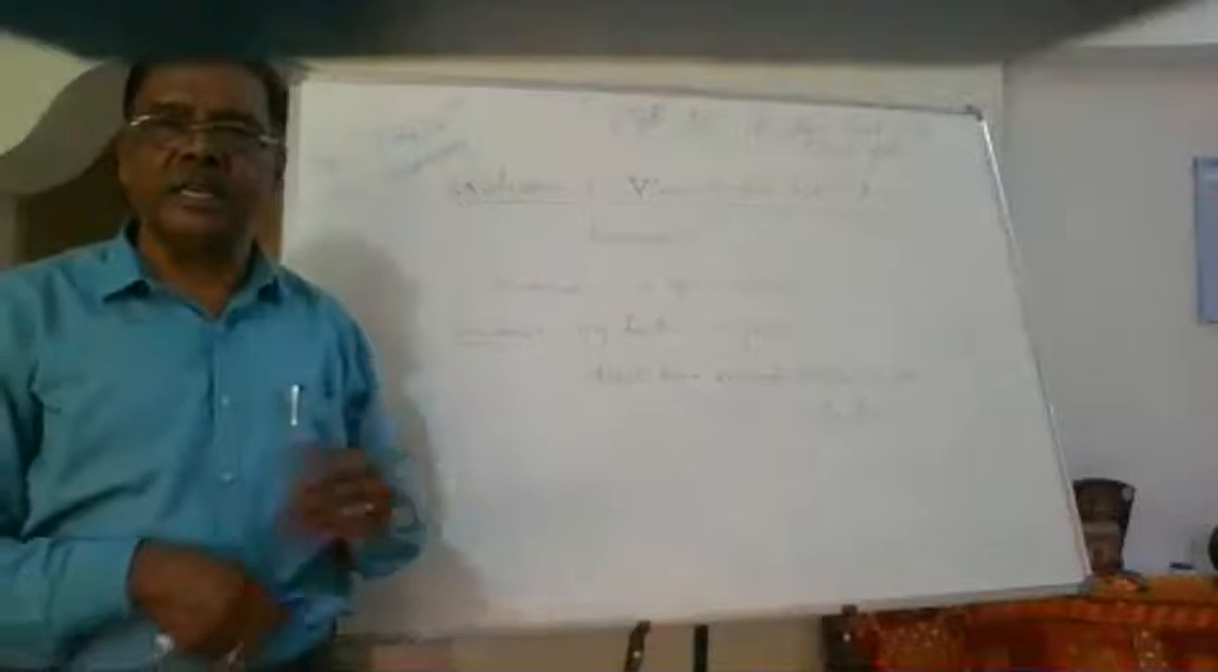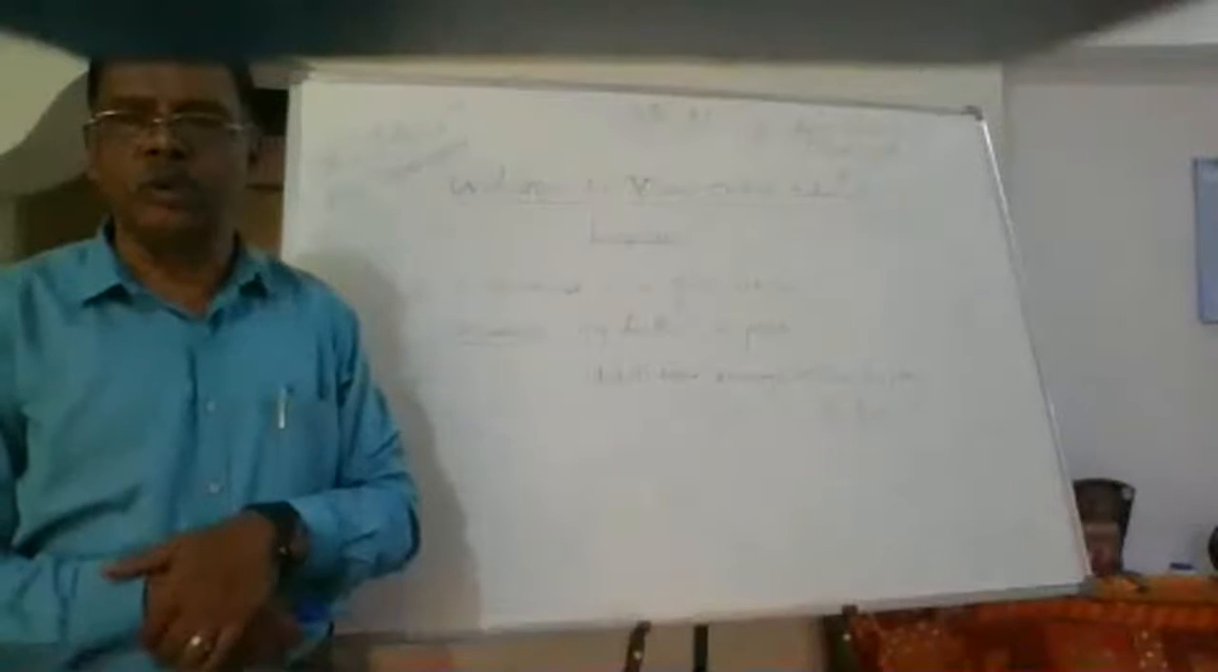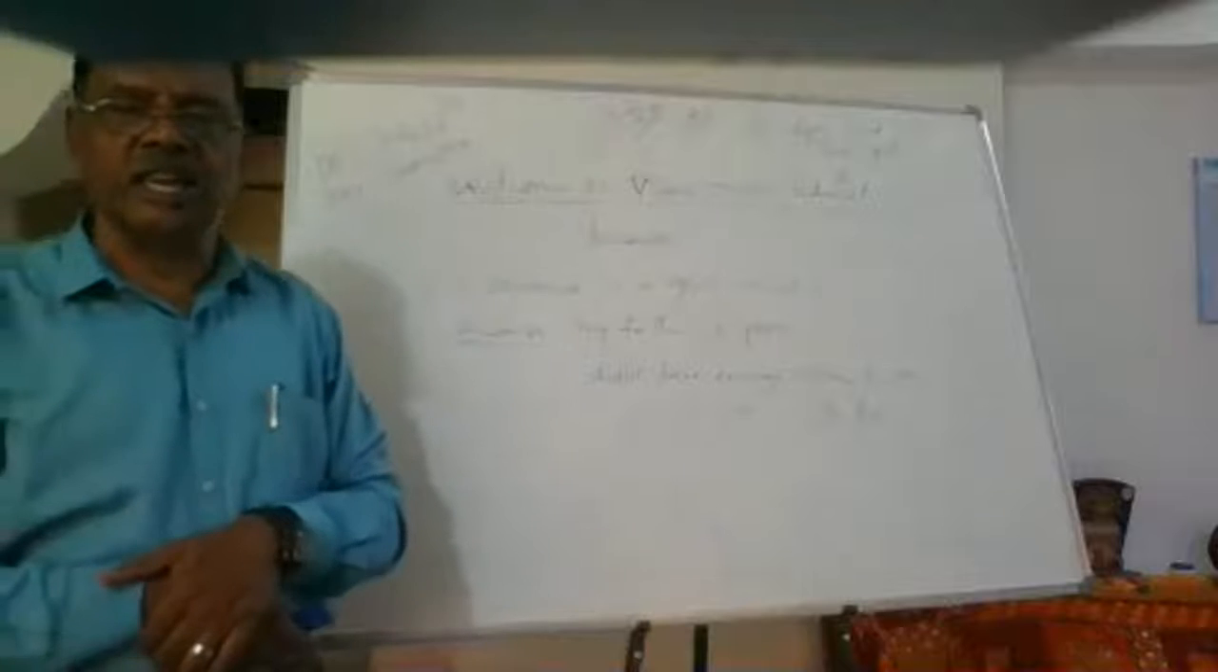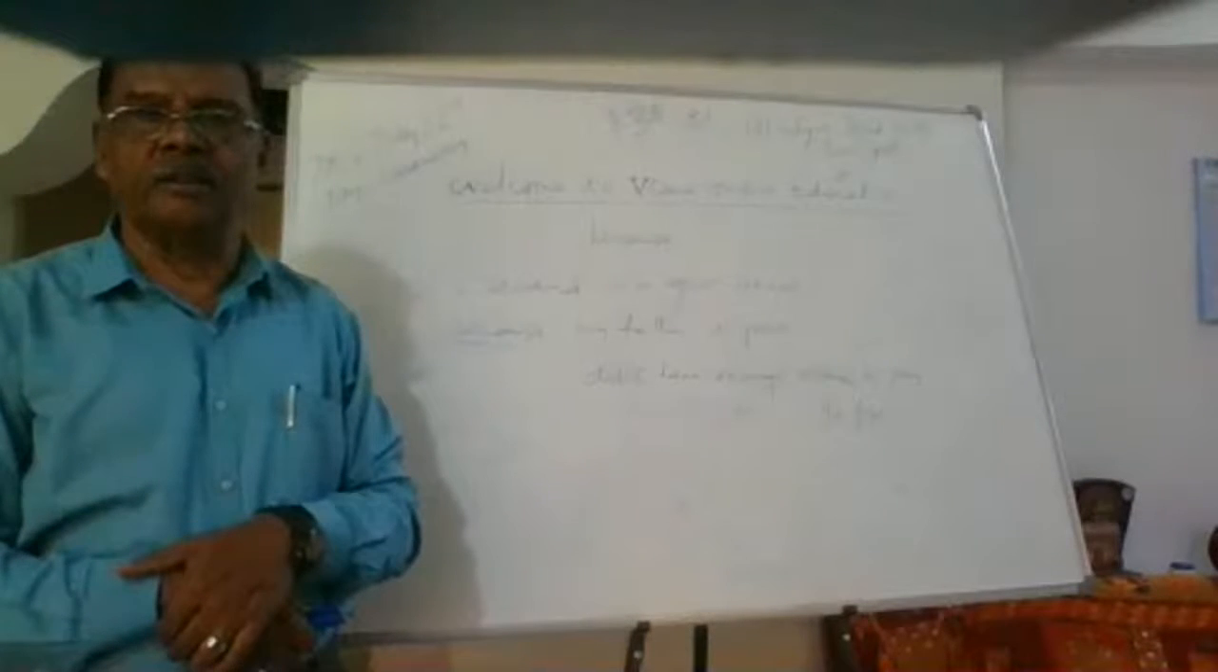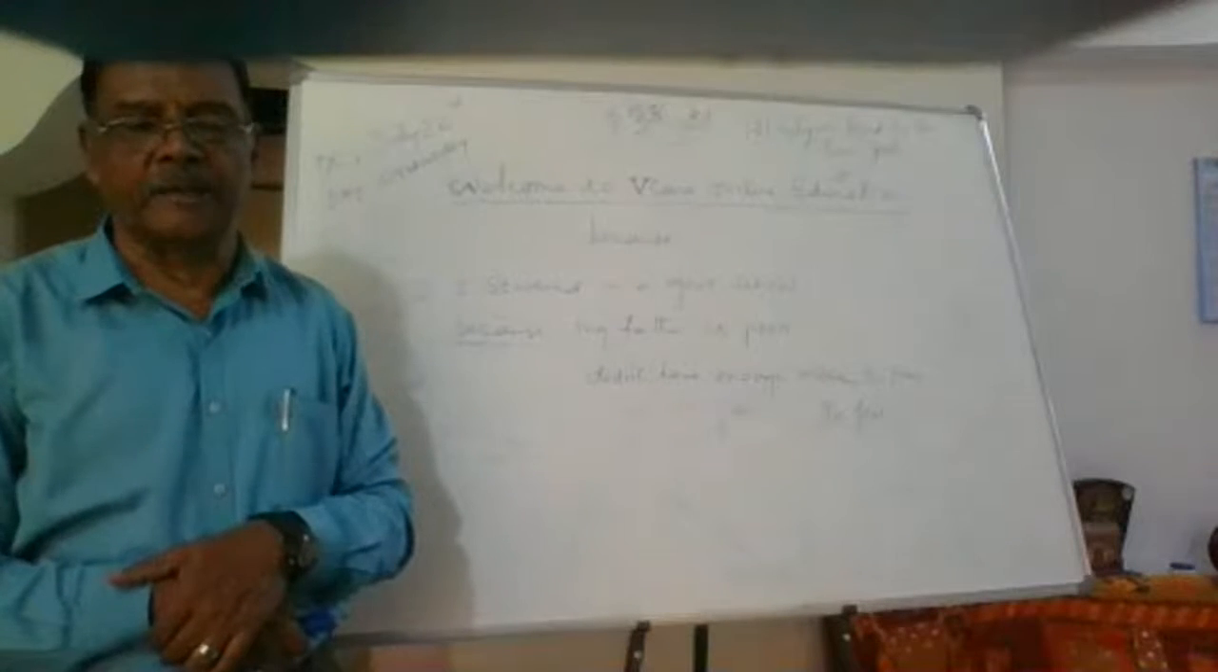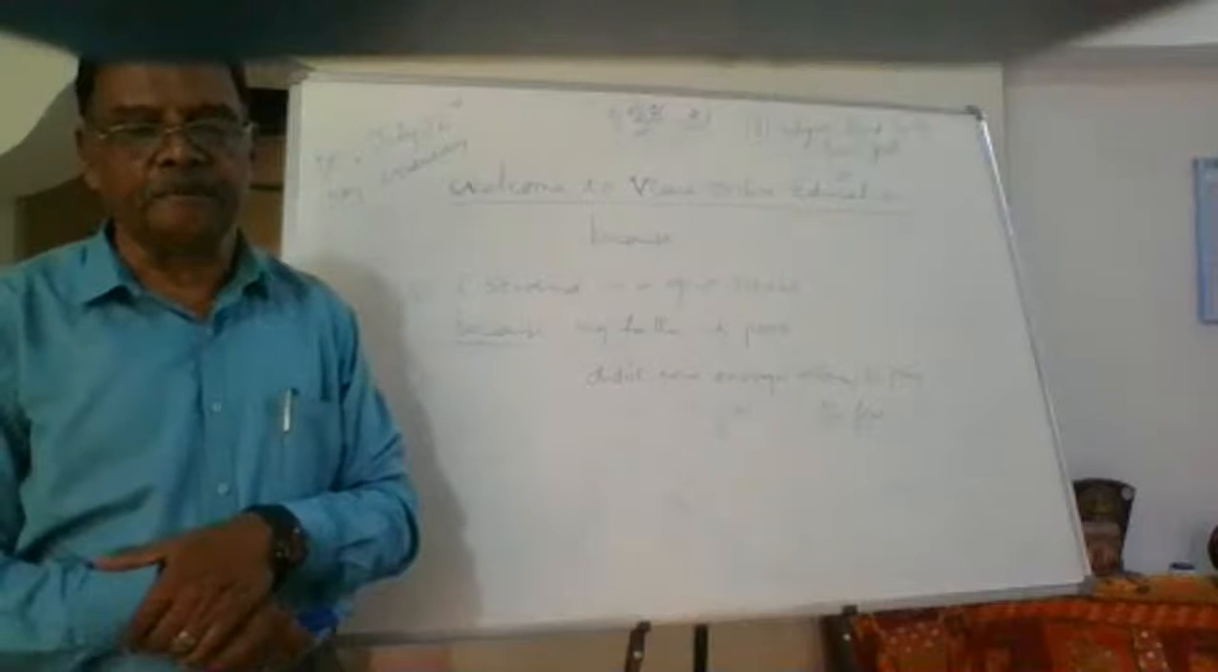One more example you can say: I studied in a private school because my father is rich, or I studied in a private school because my father paid the fees. Like that also you can say. So either way you can say, okay, isn't it?